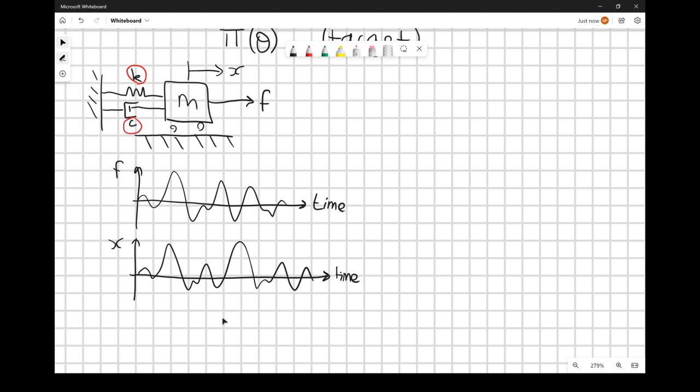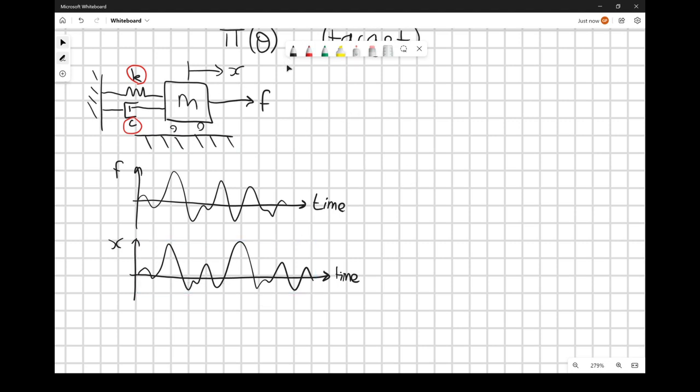So loosely speaking, you can imagine a good choice of k and c. What we're trying to do is infer these parameters from this data that we have down here. And a good choice of k and c is something that would make the response of this system, if we simulate it, look very similar to the response we can see down here.